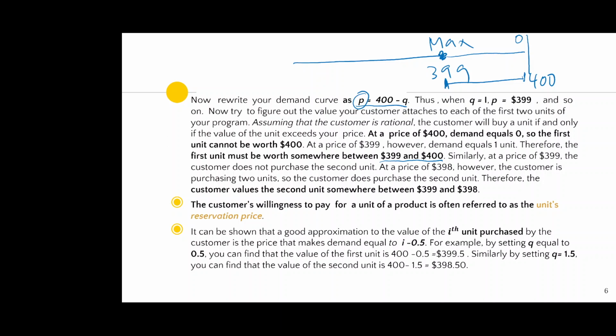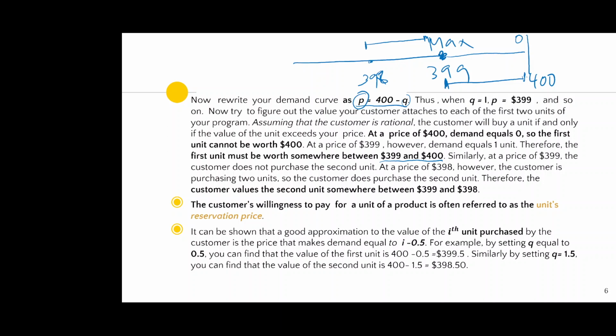Similarly, at the price of 399, a customer does not purchase the second unit. However, if we substitute here 2, then 400 minus 2 will be 398. So the price of the second unit will be anywhere between 398 and 399. All right. However, the customer purchasing 2 units, of course, the price of the first unit will be somewhere between this and this. The price of the second unit will be between here and here.